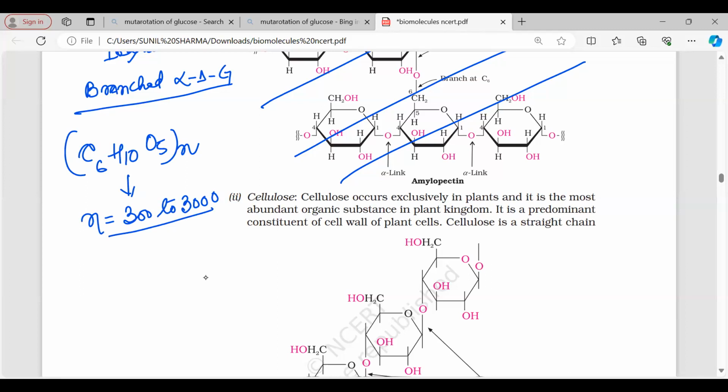It is insoluble in water. And it is a chief structural material of the cell wall of plants. Wood contains almost 50% cellulose. Cotton is almost 95% cellulose. So wood is 50% cellulose, and if you take cotton, that is almost 95% cellulose. Clear?